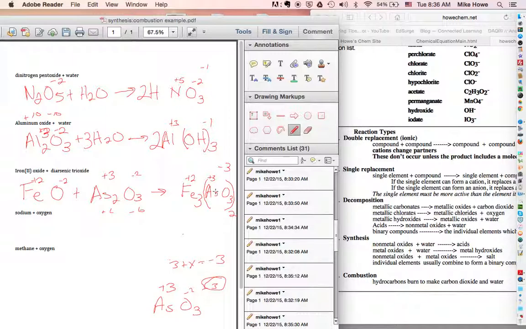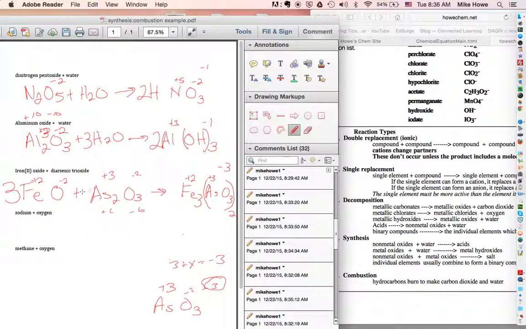So to balance it, we need to put a 3 in front of the iron, to match that 3. There are 2 arsenic atoms. There's 1 in the parentheses times 2. There's 2 here. There are 3 oxygen atoms inside the parentheses over here. So 3 times 2 is 6. 3 oxygens plus 3 times 1 is 3. So 3 plus 3 makes 6. So we're finished.